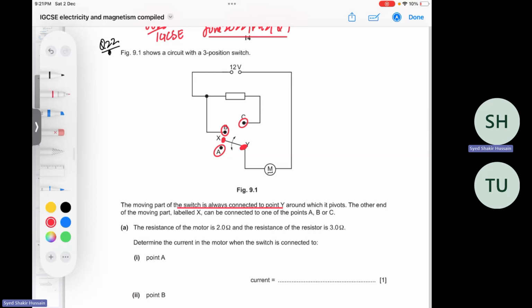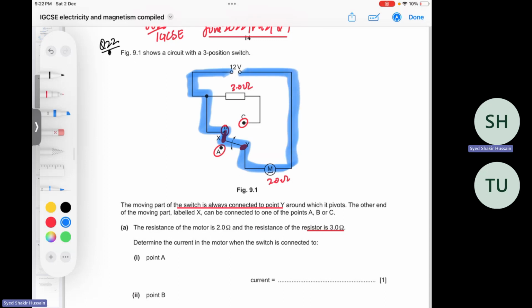Now, the resistance of the motor is 2 ohms and the resistance of the resistor is 3 ohms. So motor, it's 2 ohms, and resistor, it's 3 ohms. Determine the current in the motor when the switch is connected to A. If I connect the switch to A, how will the current flow? The current will begin to flow from here all the way like this, and this is how the circuit is going to be completed.